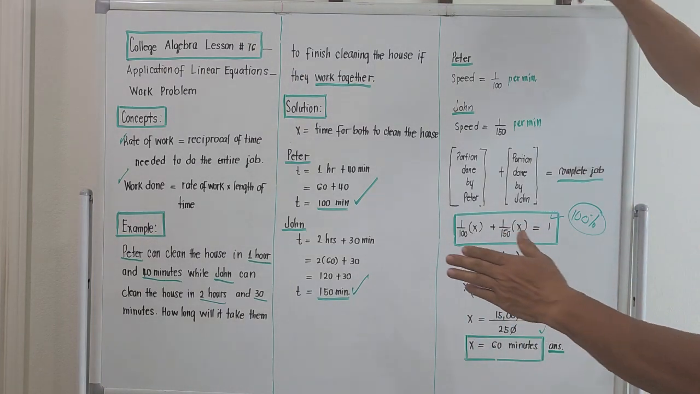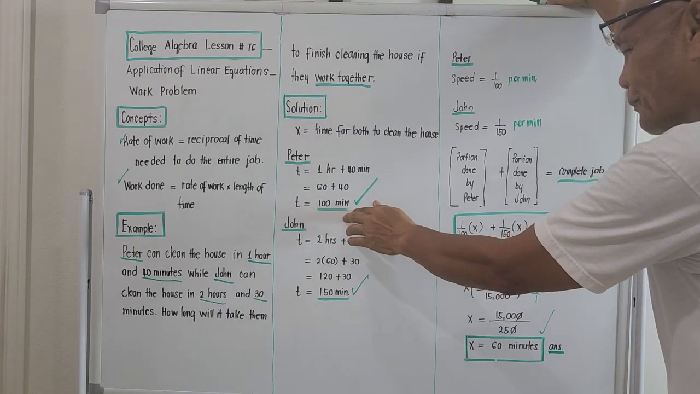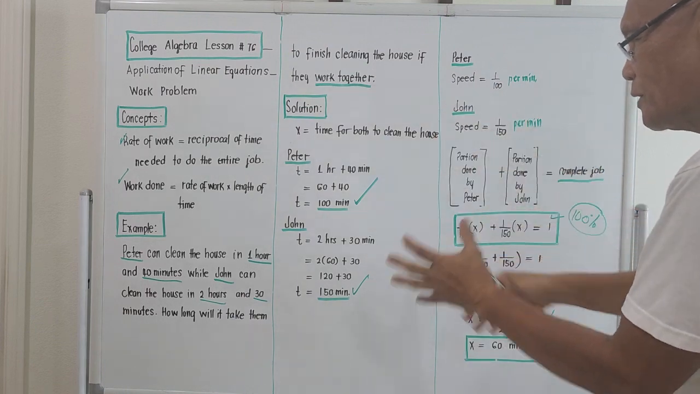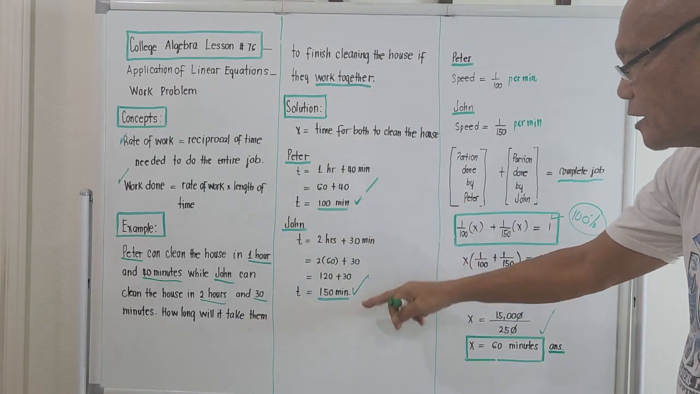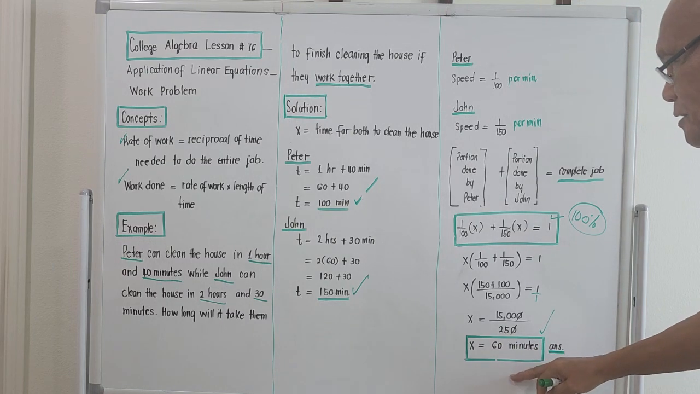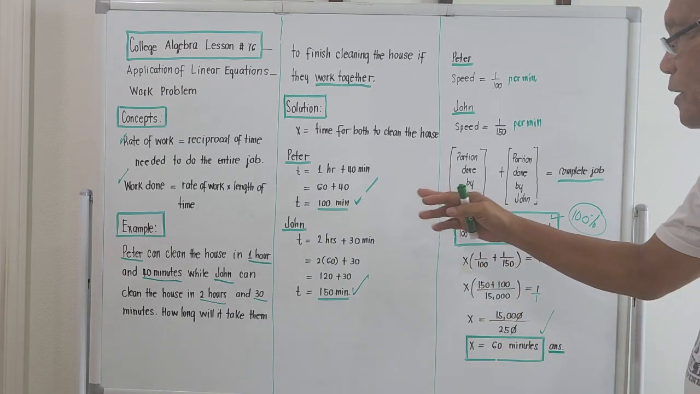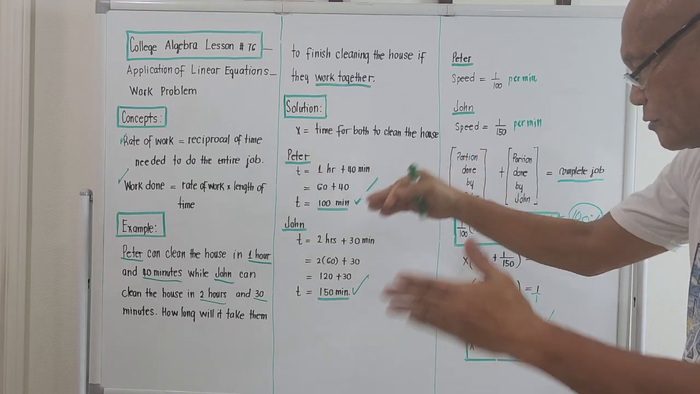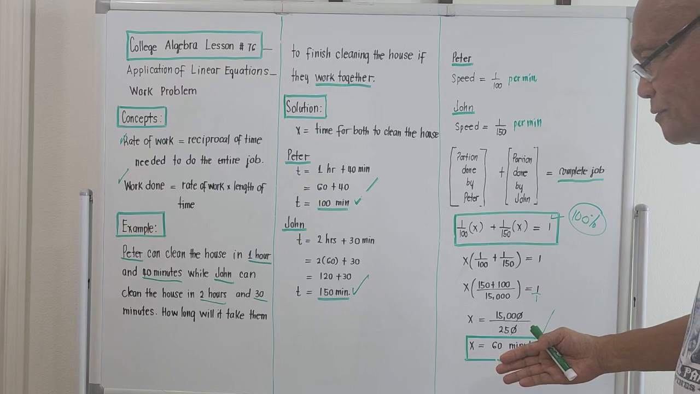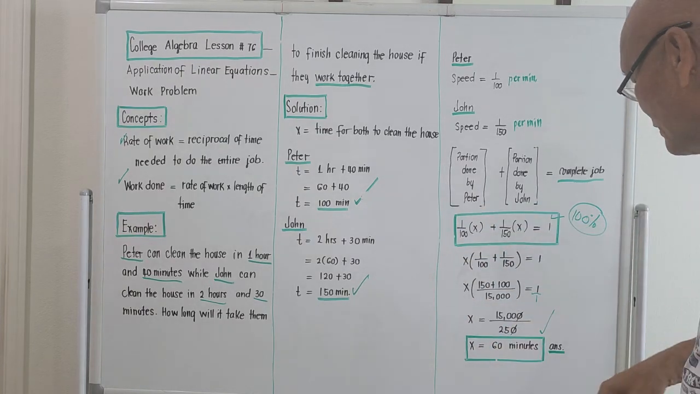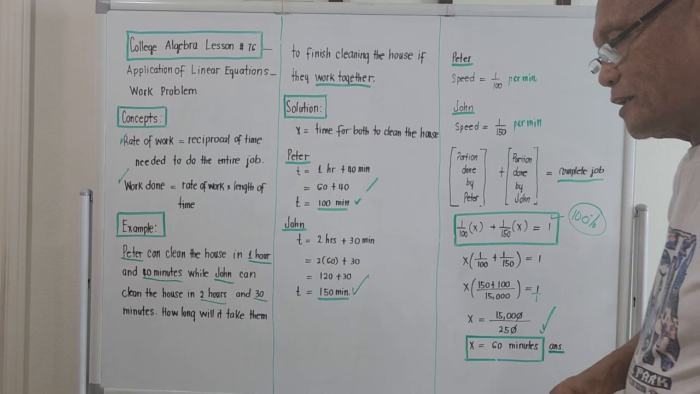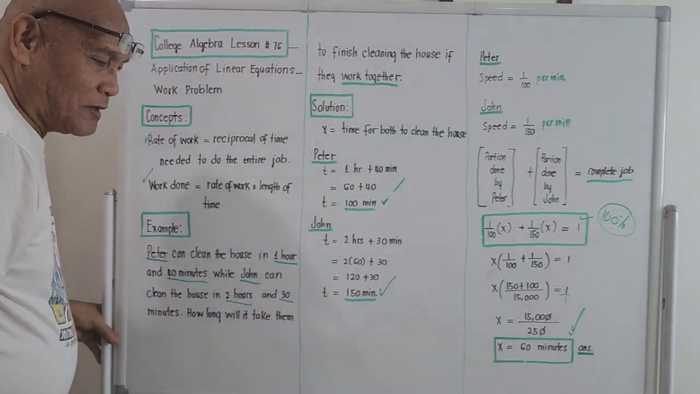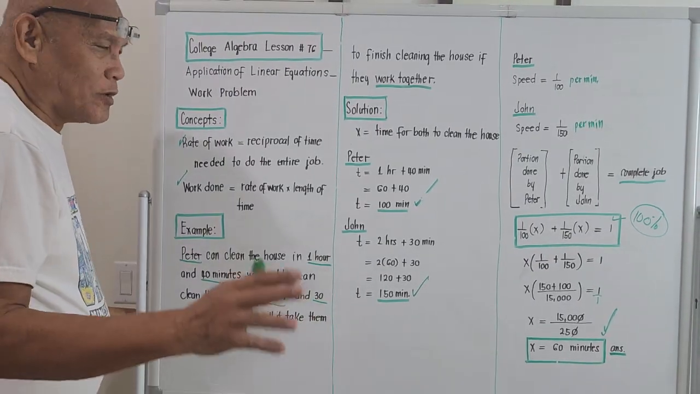Because for Peter, 100 minutes, and for John, 150 minutes. So if they work together, it should be between 100 and 150 minutes. And this 60 minutes is actually, no, it should be less than the lesser one, right? Because they work together. So 60 minutes is less than 100. They should be correct. Okay, that's how we solve problems under linear equations involving work problems.